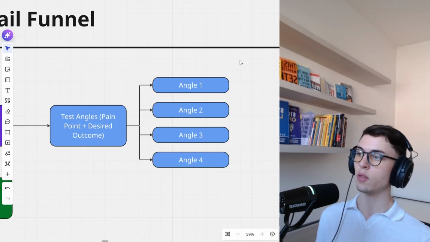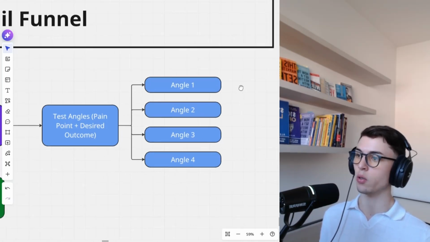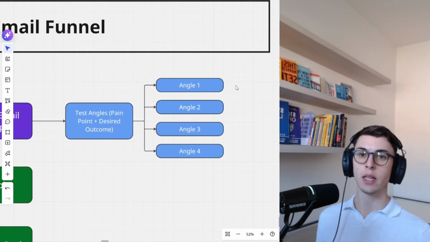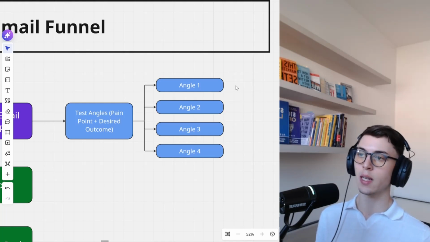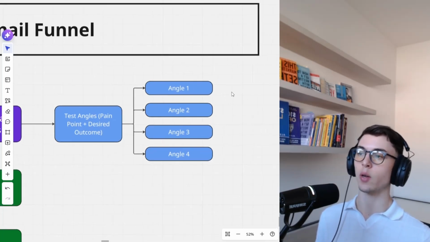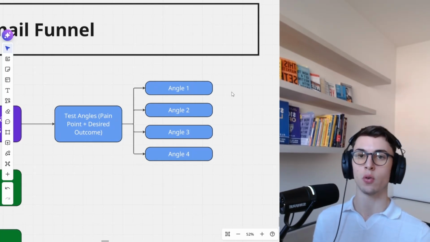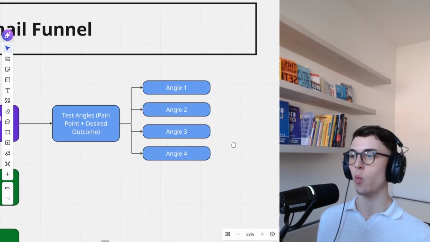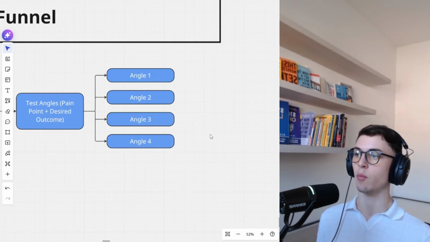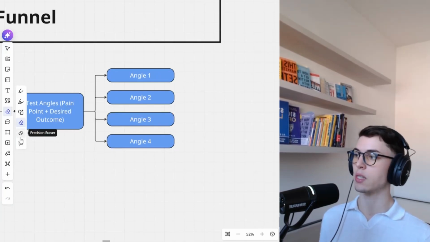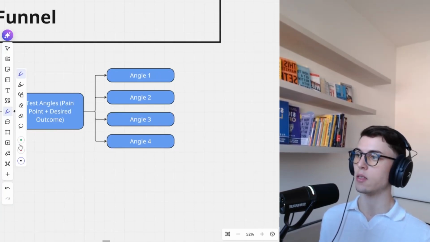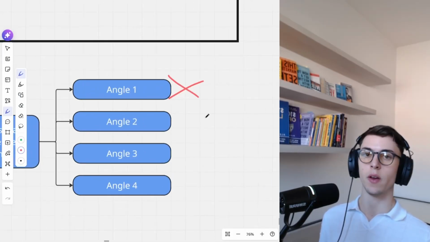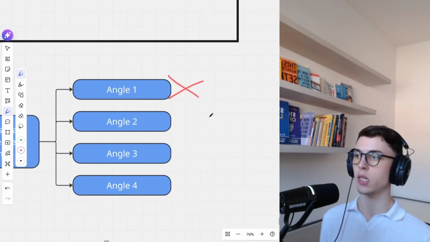So once you've tested your angles, and this applies to really any variable of your script testing process, once you've tested the variable and found out that one specific variant of your email script, one specific angle of your email sequence, worked best, what you want to do is pick that variant. As an example, in this case, let's say that angle 1 didn't work well. So angle 1 completely failed, got us 0 positive responses.